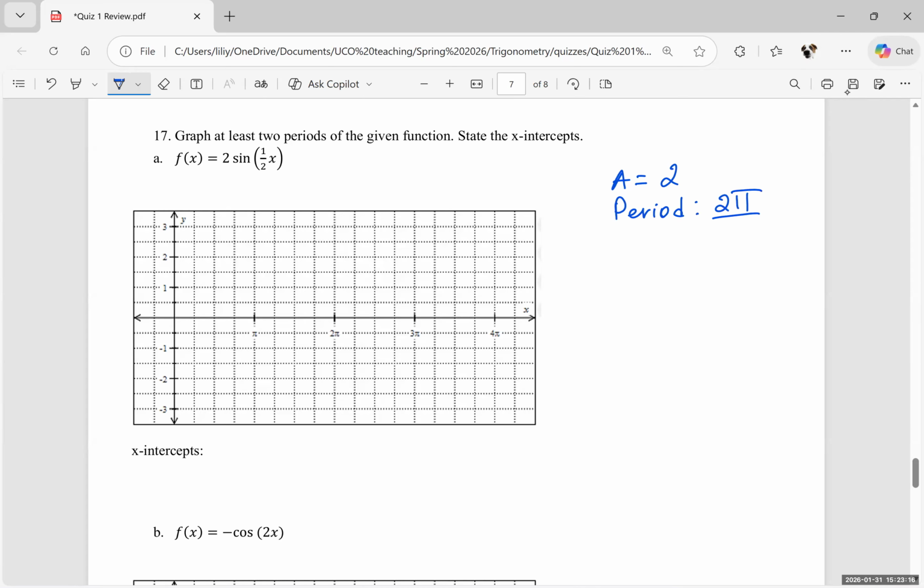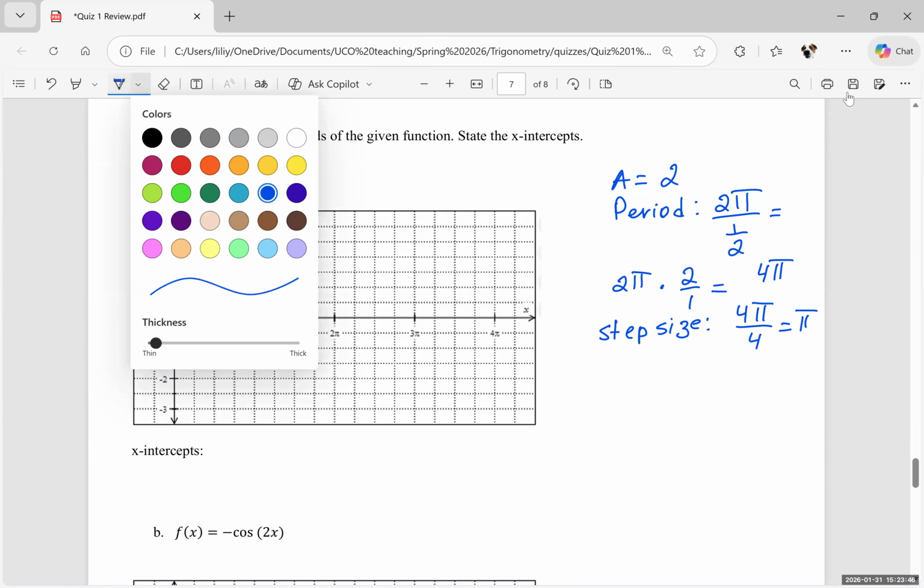2 pi over b, which is 1/2. So that's 2 pi times 2 over 1, which is 4 pi. When the period is 4 pi, the step size, well, that's just 4 pi divided by 4, so pi. And yeah, I think that's it. Let's go ahead and label.